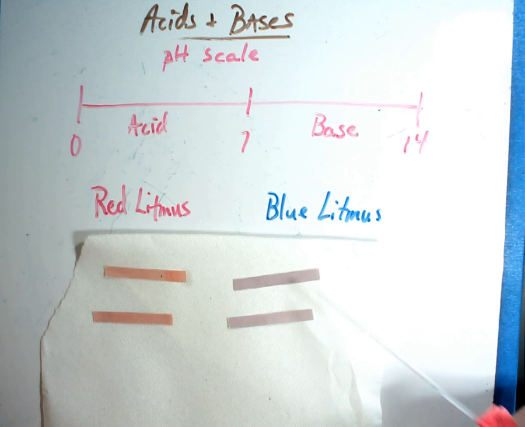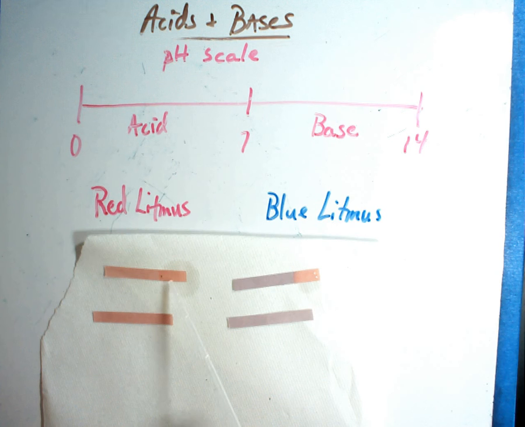But notice what happens when I put it on blue litmus. You'll notice how it turns red. Now in the last video we said acids turn litmus red. Sure it did. Well, here it was already red litmus, so it didn't change anything, but it turned the blue litmus to be red. Okay, now if I look at the pH scale, that was an acid.